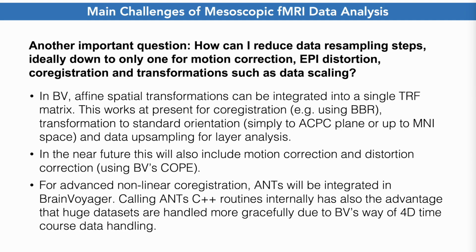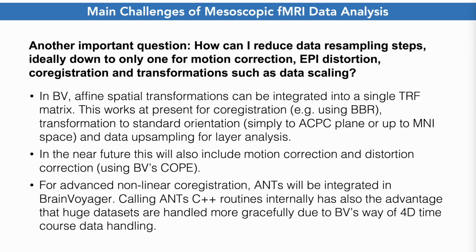Another question I had prepared, which also came up a few times now, is the resampling. And there we already, in the very, very first version of BrainVoyager, had always the possibility to accumulate transformations into one, as long as they're affine. And then you could basically make one resampling, even if you first do individual steps. At the end, when you have all these transformations, you basically go in one step.